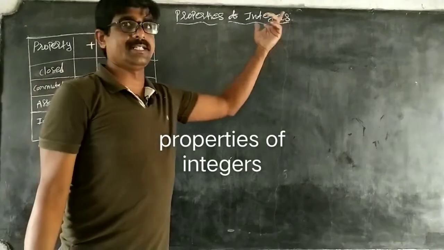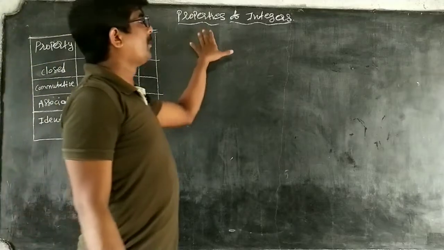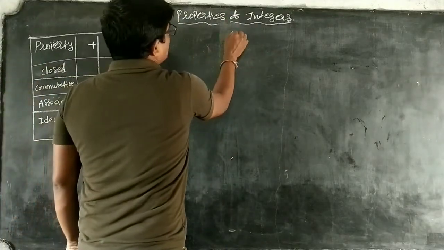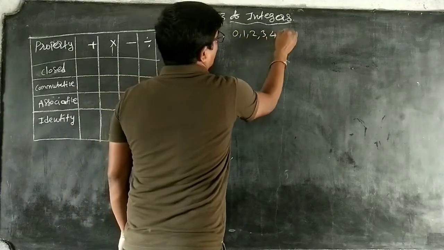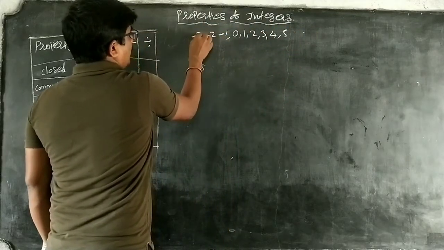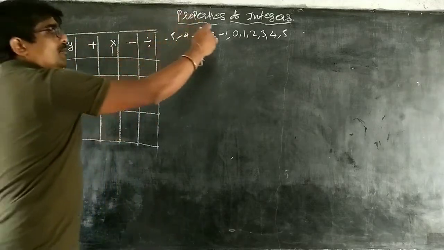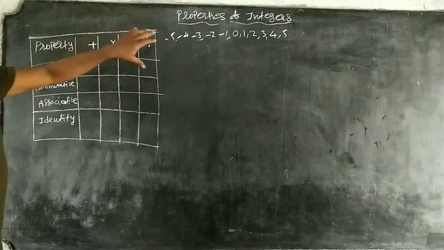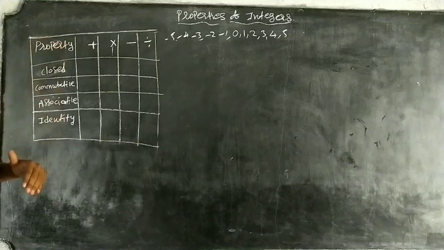Properties of integers. This is one of the important topics, properties of integers. So what are integers? Simple: 0, 1, 2, 3, 4, 5 and so on. If I go negative, minus 1, minus 2, minus 3, minus 4, minus 5 and so on. That is the positive side, this is for the negative side. So do these integers satisfy these properties or not?